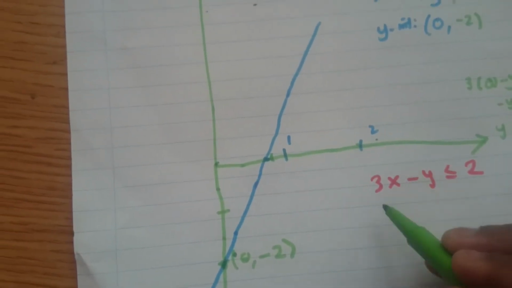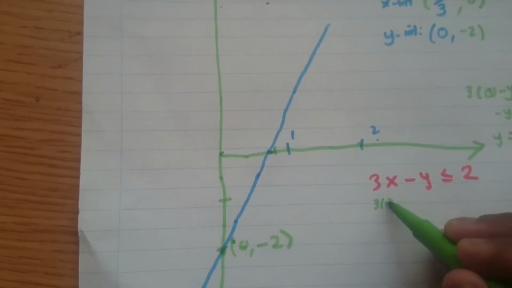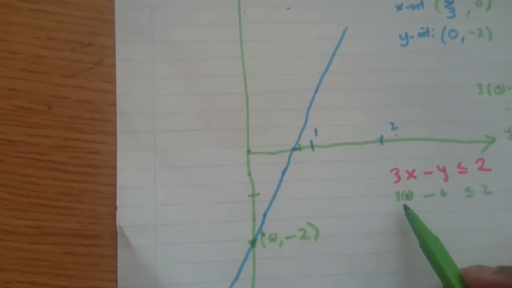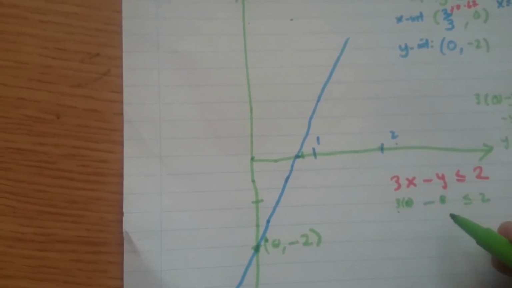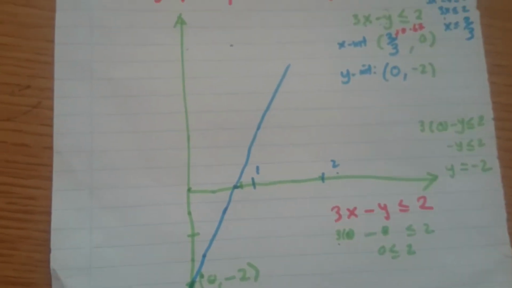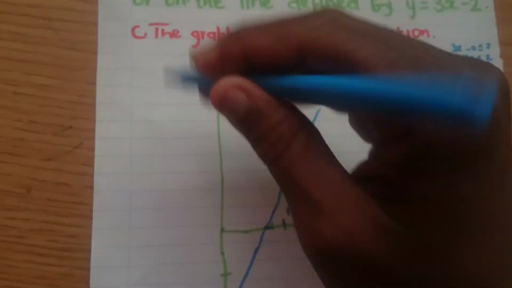So if x equal to 0, it's going to be 3 times 0 minus y is equal to 0. Now we want to see if it's true. So this is going to be 0. 0 minus 0 is 0. Is 0 less or equal to 2? It's true. So we see a coordinate above the line is true. So this side is true.